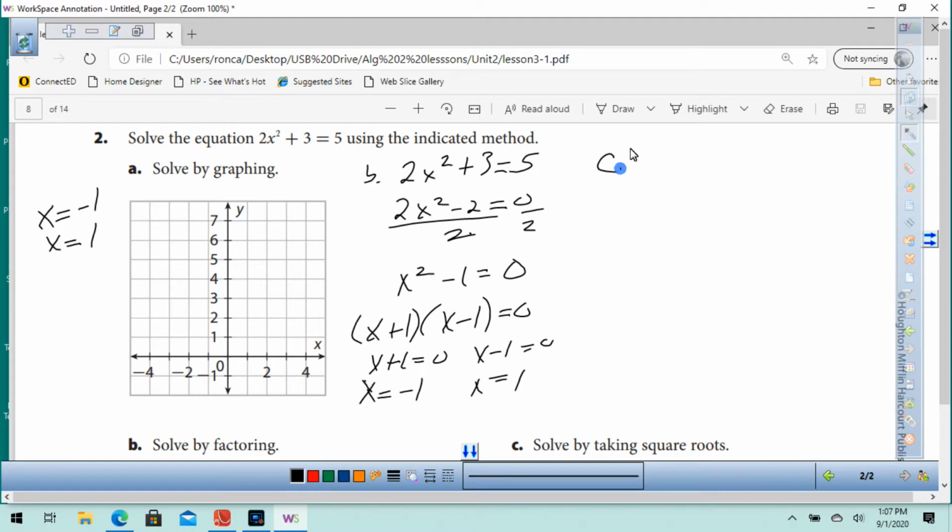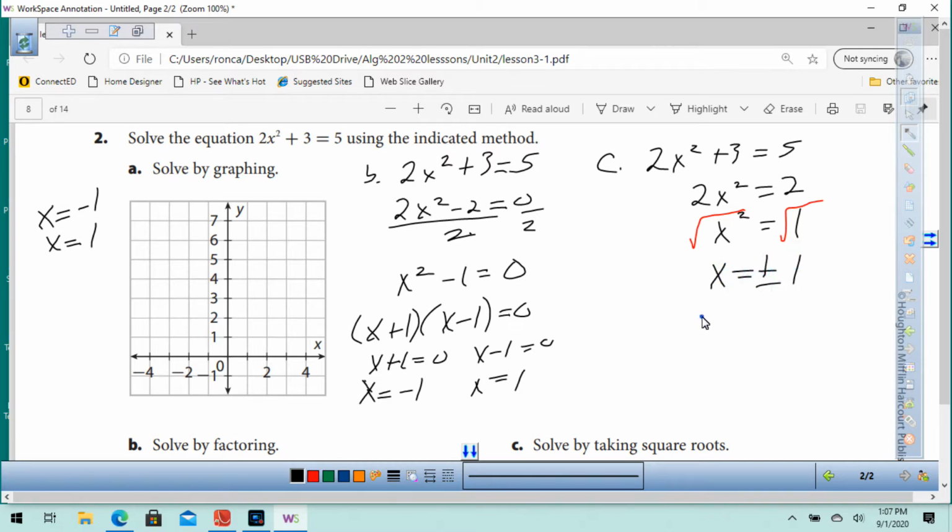Solve by taking the square roots. So we've got 2x squared plus 3 equals 5. All right, let's subtract 3 from both sides, and you got 2x squared equals 2. Divide both sides by 2, and you got x squared equals 1. Take the square root of both sides, and you got x equals plus or minus 1. So you got x equals 1 and x equals negative 1. Doesn't matter which way you do it. All three ways give you the same exact answer.